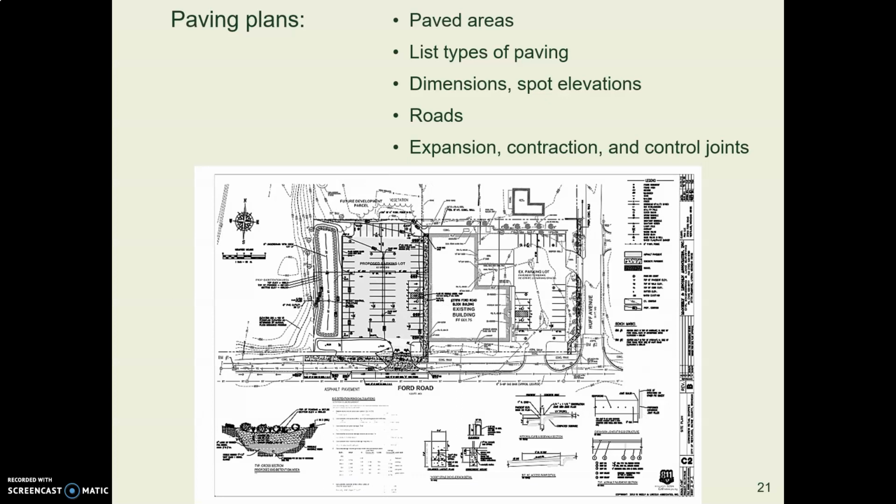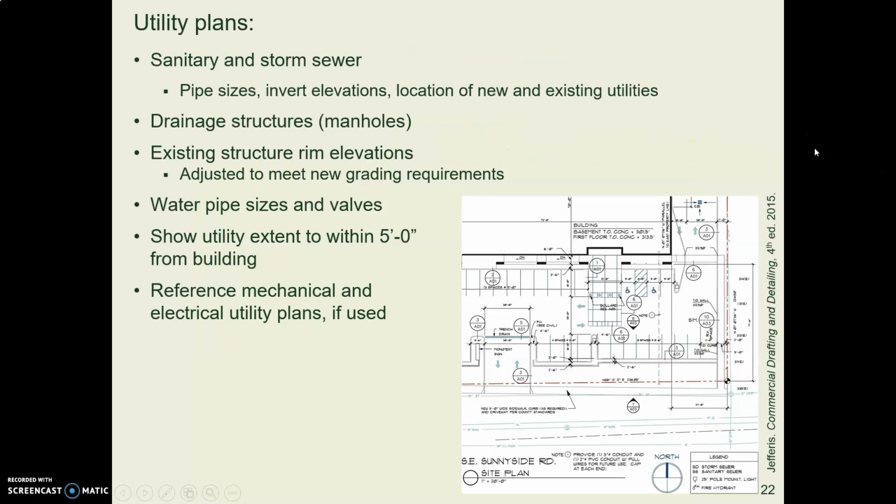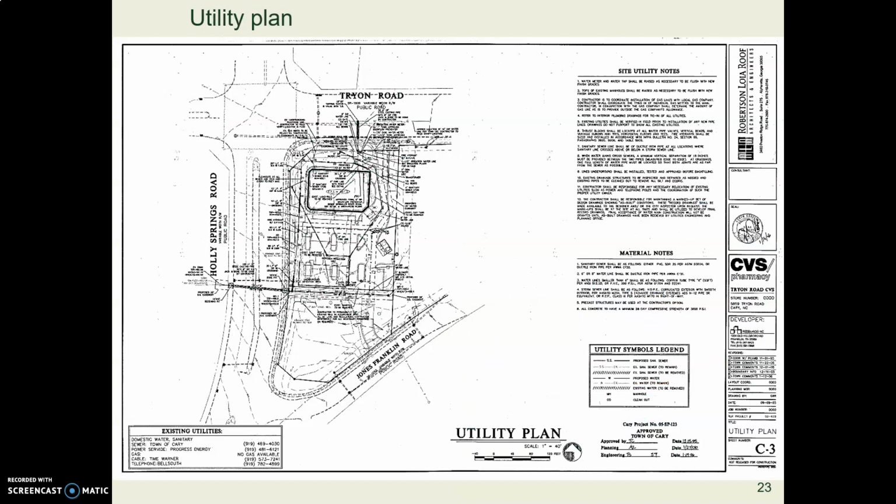Back to site plans, you might have a separate plan that's just for paving, for the paving contractor. And that might include not only a bunch of details about paving, but where the control joints and expansion joints and contraction joints are. We mentioned utility plans earlier. This tends to be done by a civil engineering firm. Here's an example.